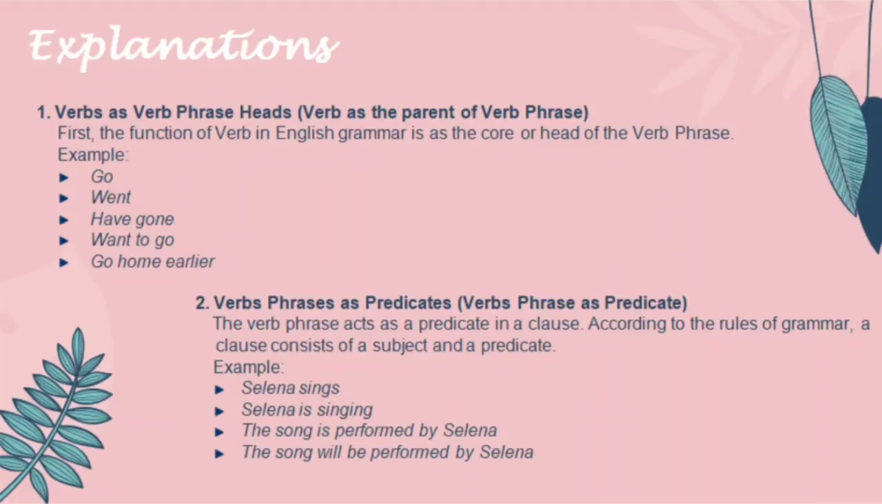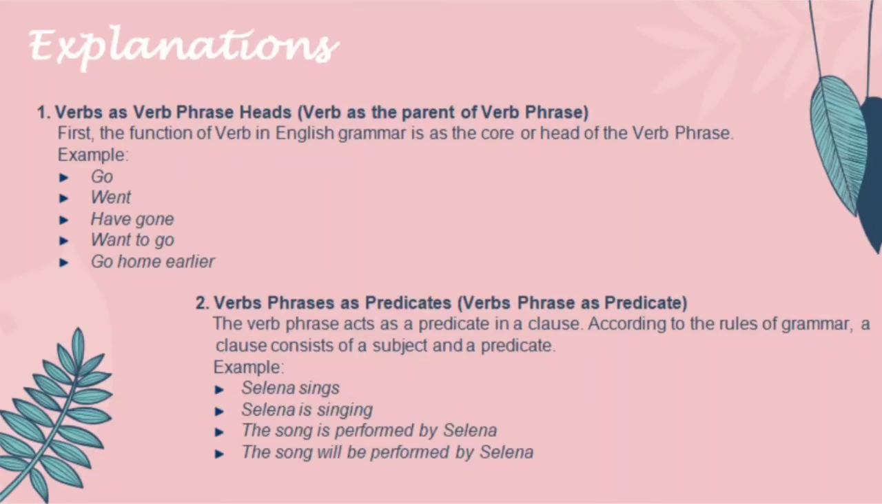The first is verbs as verb phrase heads. The function of a verb in English grammar is as the core or head of the verb phrase. For example, go, went, have gone, want to go home earlier.